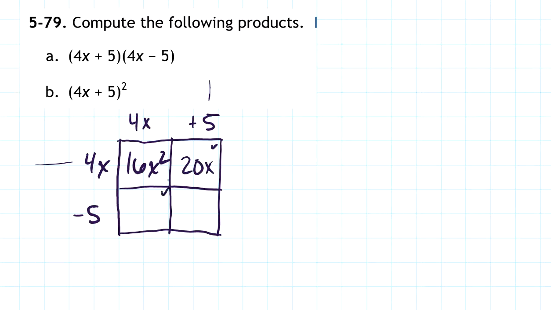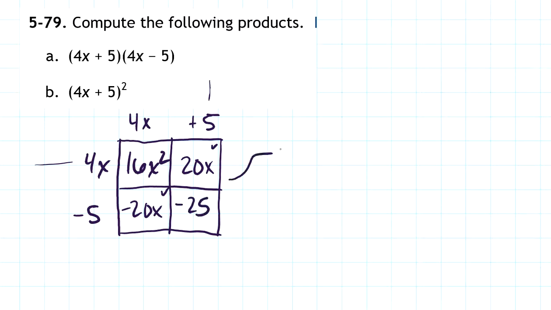And now let's go ahead and get this one. Again, here I'm multiplying the negative 5 times 4x. Negative 5 times 4x is a negative 20x. And then finally, I've got negative 5 times 5, which is negative 25.